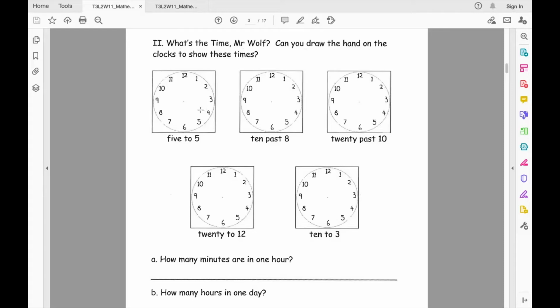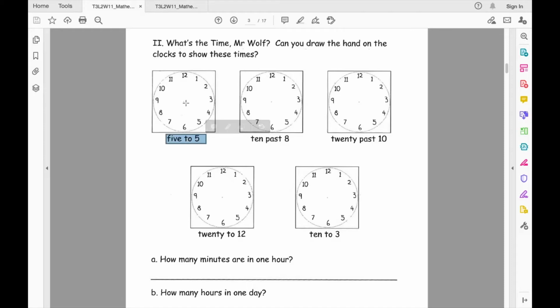Now, for our hands, make sure that you have got 2 different sized hands, like 2 different arrows pointing. And remember, the arrows must start from the middle here and go out to the number that you pick. So for example, the first one, the time here is 5 to 5. What does that mean?